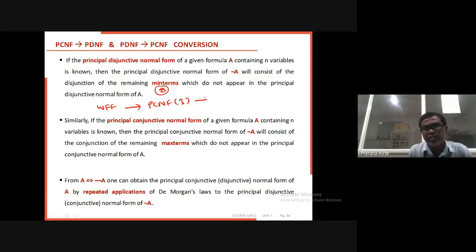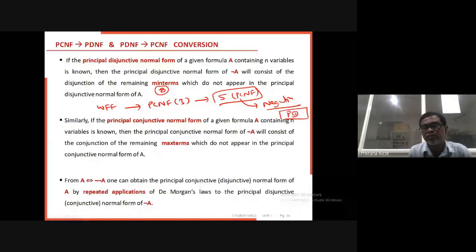So we got 3 terms, and the rest of the terms, which is 5 terms here, we need to identify. For that we need to apply negation. If you apply negation, whatever result we get becomes your PDNF. This is the process that you have to follow here.